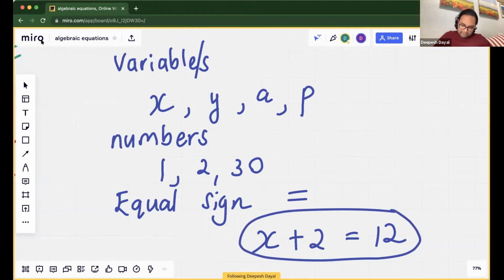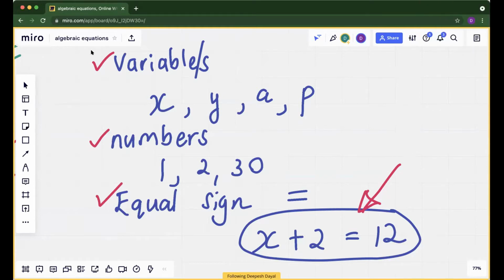Okay, so what parts do we get? We get the variable, right? So we get the variable, then we get the number, and we get the equal to sign, and the three things lead us to form an equation. Okay. All right. Any questions related to this so far before we move into more creation of equations? Any questions so far? No questions.